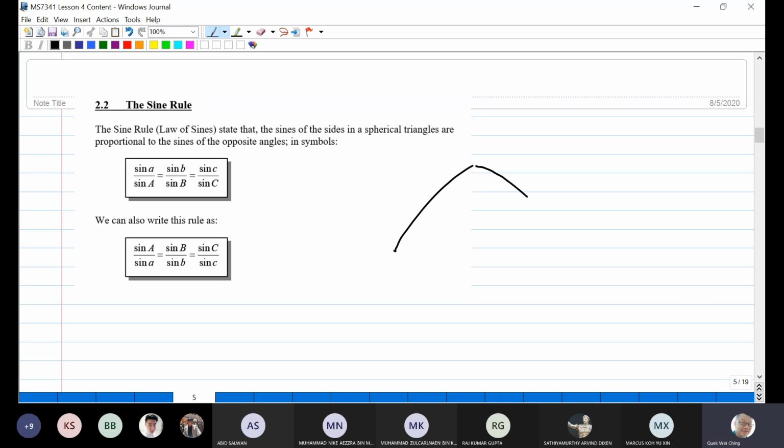So there are three corners of the spherical triangle. Let's say this is angle A, this is angle B, this is angle C. The side opposite angle A is small a, the side opposite angle B is small b, and the side opposite angle C is small c. So the sine rule says that, and I use a color code there.